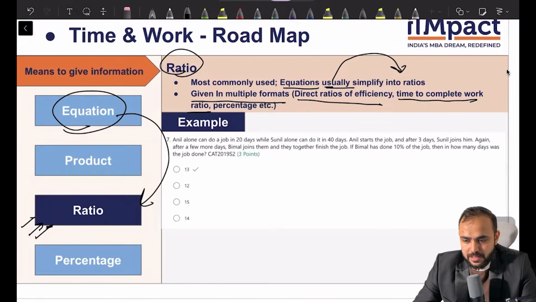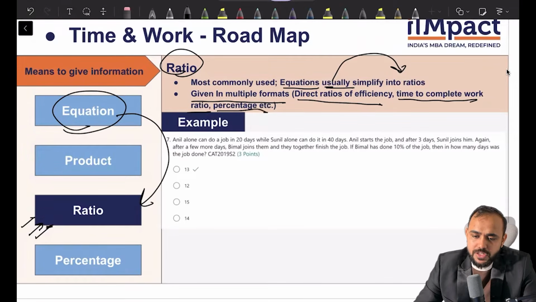If 8 is to 10 is the ratio of time taken, then our efficiency ratios would be what? 10 is to 8, the opposite of that. They can give it to you like this. They can also give it to you in percentage. You are 25% more efficient than me, which means that our efficiency ratios are what? Again, 5 by 4. All right.